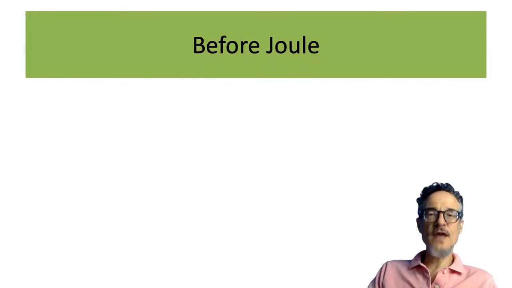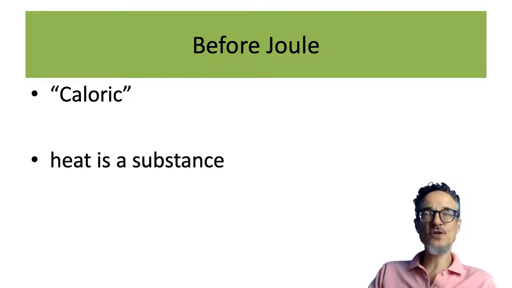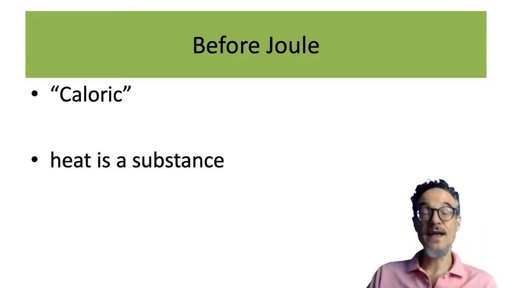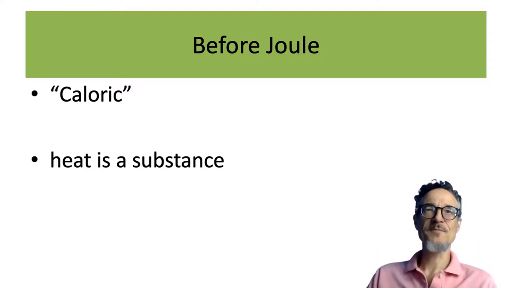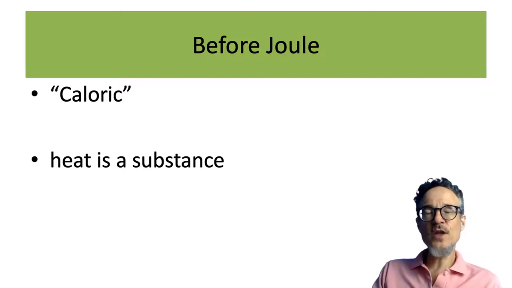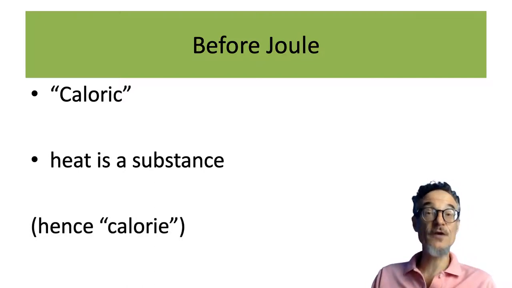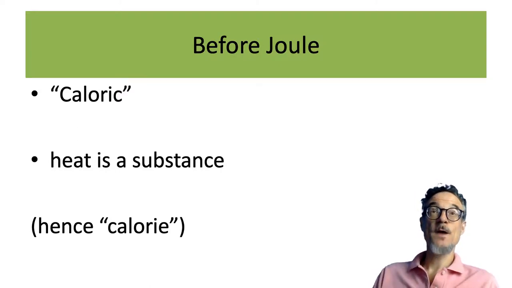Before Joule worked out that energy was heat and heat was energy, there was an idea called caloric, and people thought that heat was a substance. So if something was hot, it had more of this caloric in it, and as it cooled down, it lost the caloric. And we still use the word: when you look at food, food has calories, and the word calorie comes from this old word caloric for something which doesn't actually exist in science.